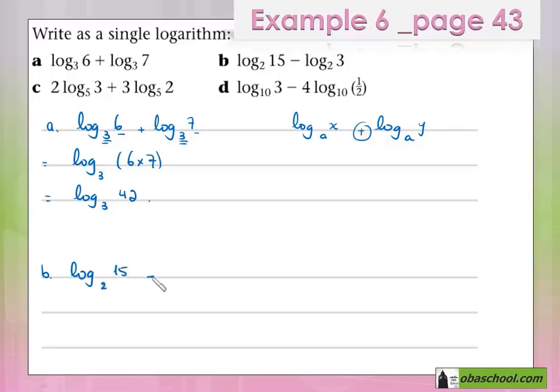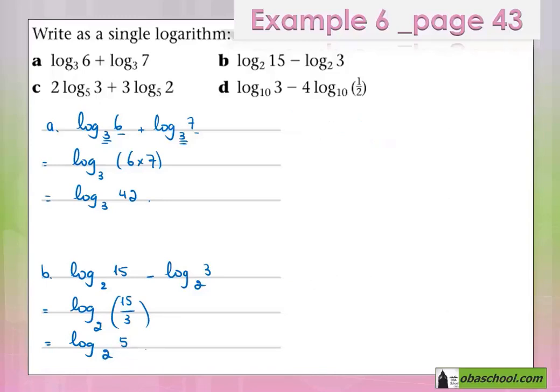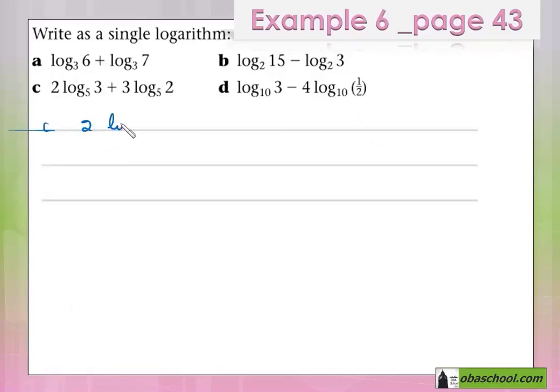Now here, moving on to part b, log 15 to the base 2 minus log 3 to the base 2. This definitely looks like log x to the base a minus log y to the base a. Since you have the same base, you can transform it into this form, log 15 over 3 to the base 2. And that would be log 5 to the base 2. This is in the form of log x over y to the base a.